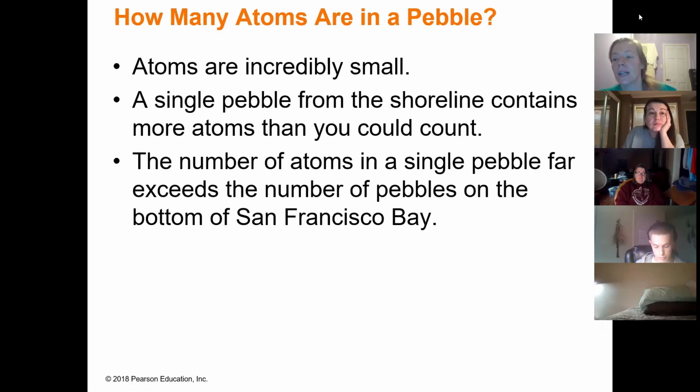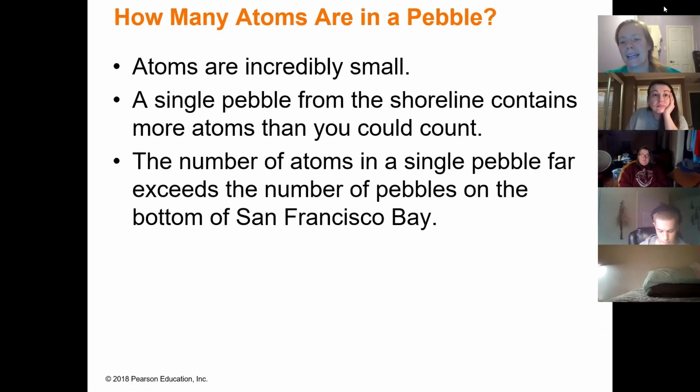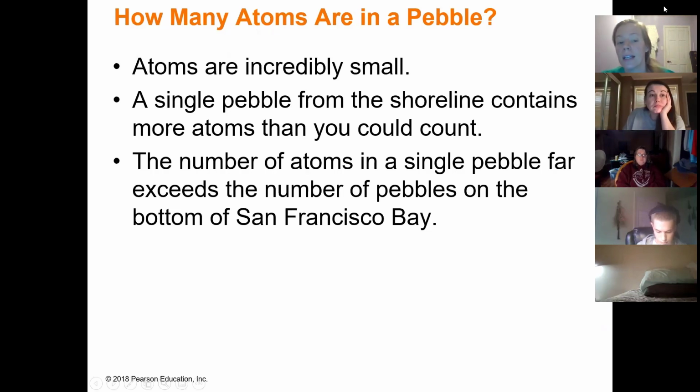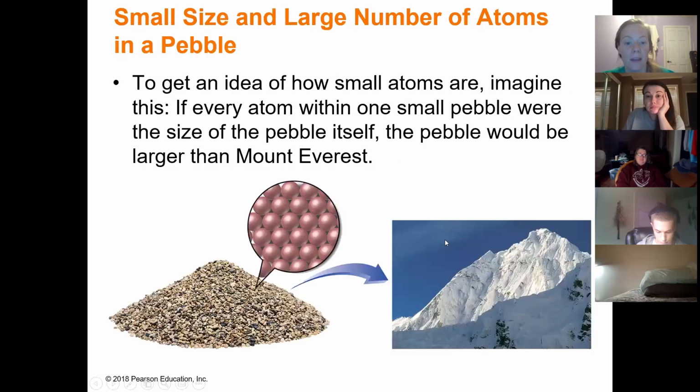Atoms are incredibly small, so teeny tiny. A single pebble from a shoreline will contain more atoms than you or your children or your children's children could count if you counted for the rest of your lives. So the number of atoms in a single pebble far exceeds the number of pebbles in the bottom of San Francisco Bay. To get an idea of how small atoms are, if every atom within one small pebble were the size of the pebble itself, the pebble would be larger than Mount Everest. So lots of atoms, and they're tiny.